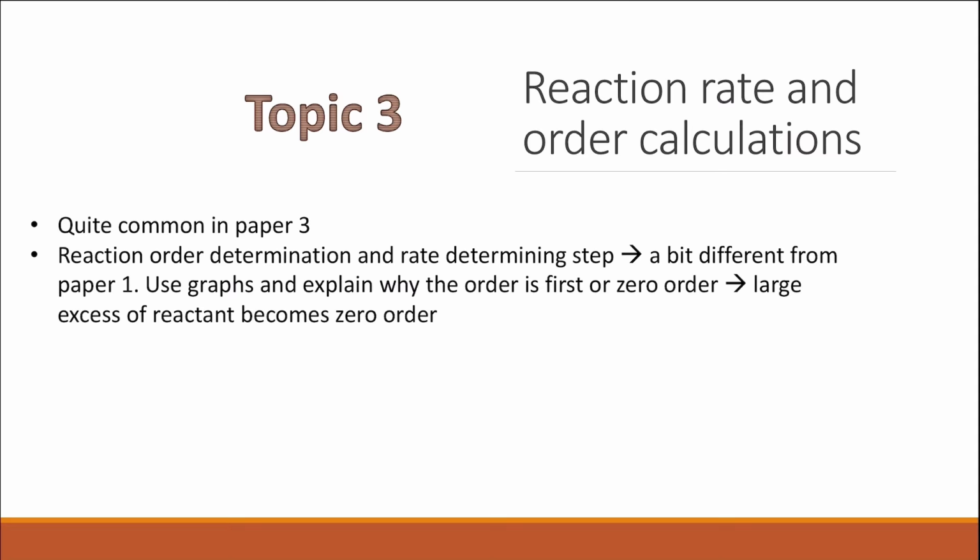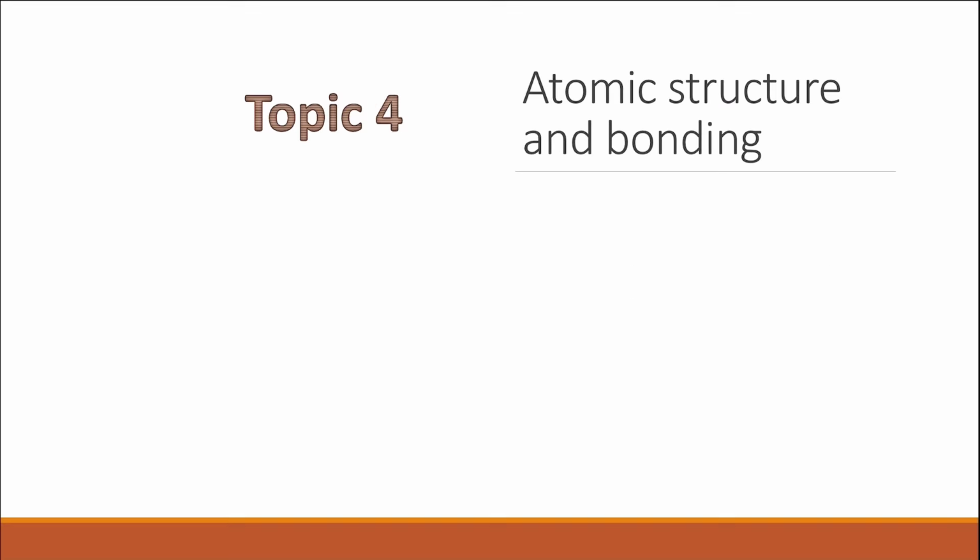They may ask you as well to predict the two-step mechanism with the slow step and the fast step. The type of question here is much easier and simpler than the one that comes in paper 1. Also, Arrhenius equation might come in the exam, so make sure you go over the Arrhenius equation.